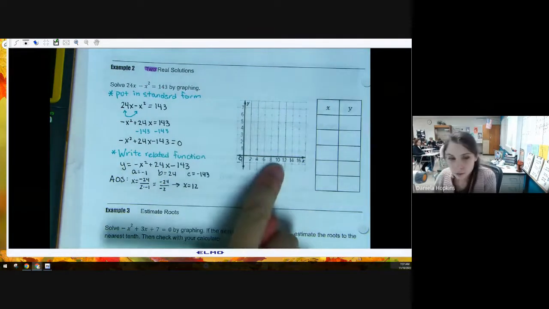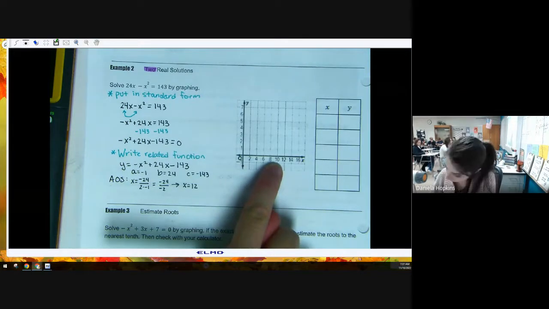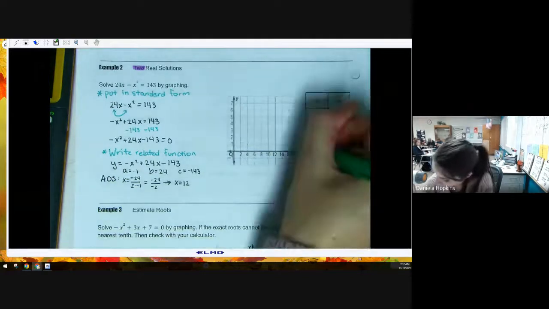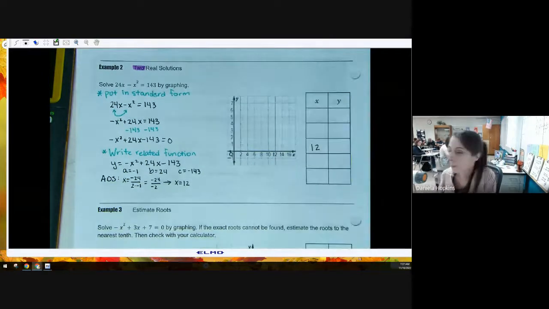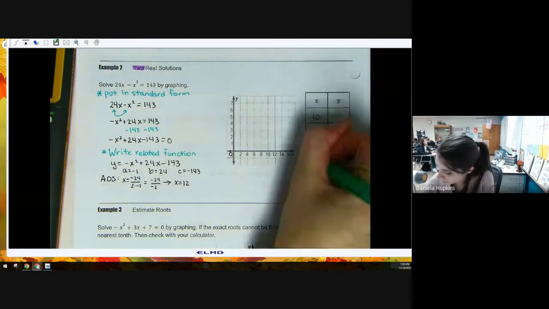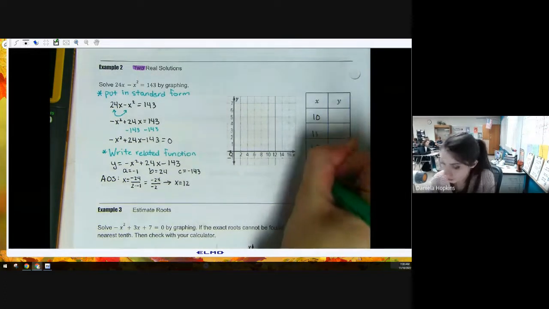Notice I did give you a different graph here. So that means I'm centering my table at positive 12. So this will be at 11, 10, this will be at 13, 14.